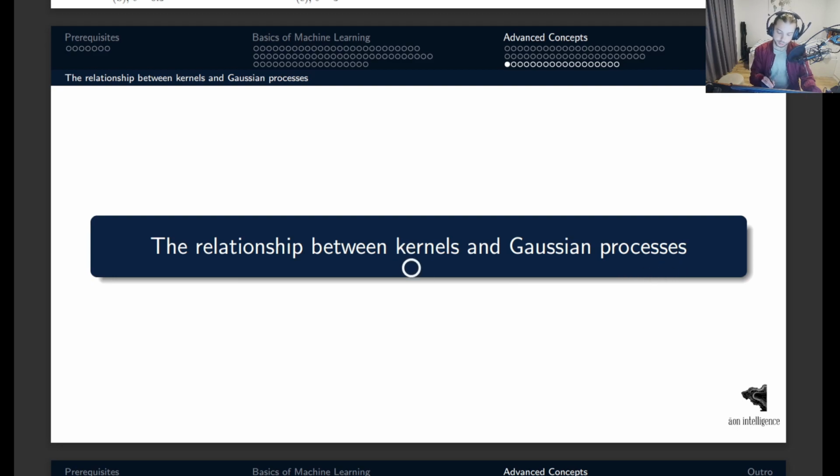We have already seen that we use kernels to embed our assumptions about how two features relate in a feature space in order to construct the covariance matrices of our Gaussian processes. So there was already some link between kernels and Gaussian processes, but it goes much deeper than that. So let's investigate these deep connections.